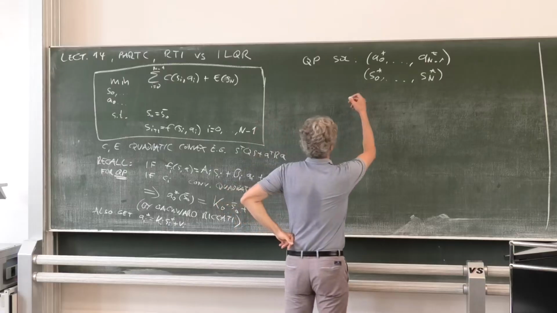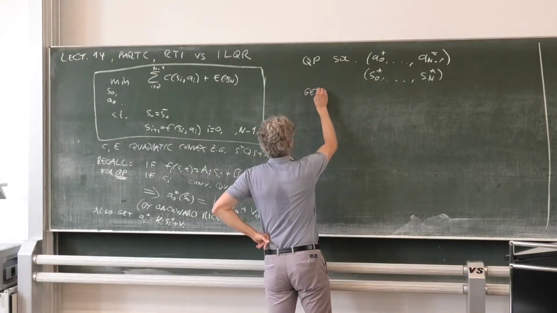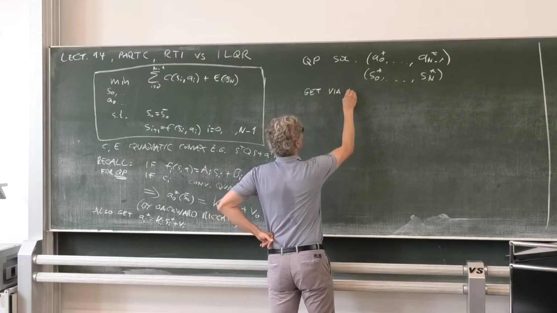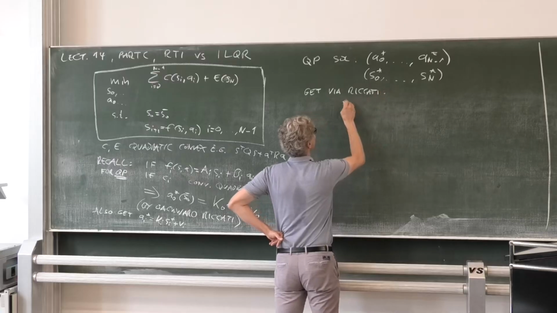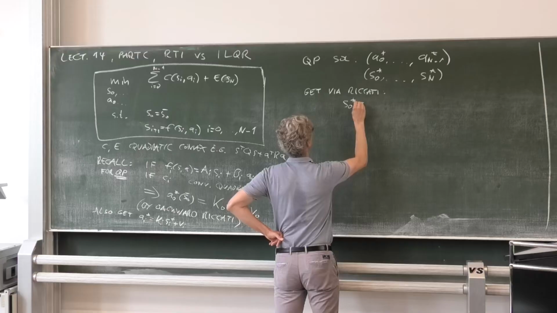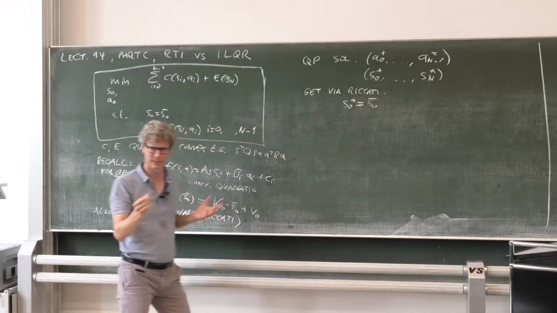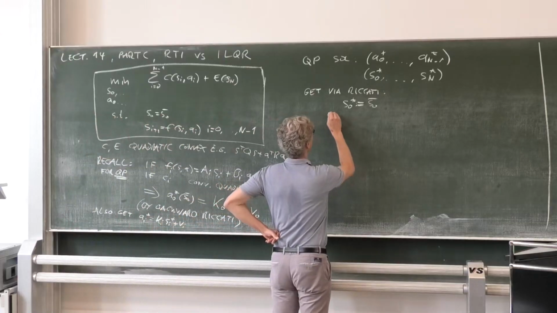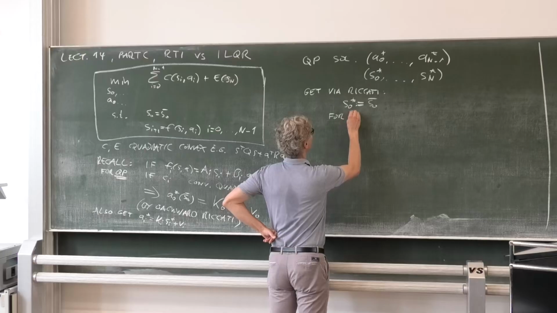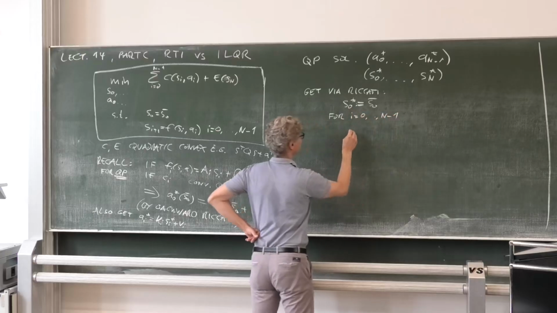Okay, and the algorithm to get it, get via Riccati, as we said before. And as follows, we just set S0 star to S0 bar, right? So that's a constraint. That's so trivial. We just set it to that value. But then we have this loop. So for i from 0 to n minus 1, we do the following.